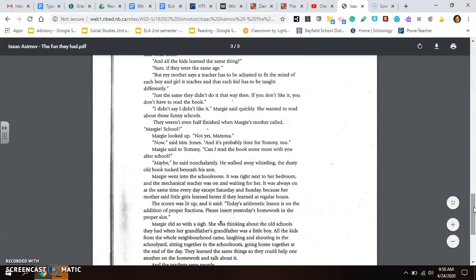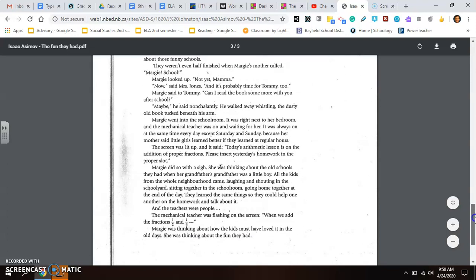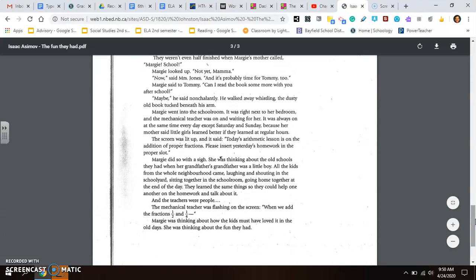They weren't even half finished when Margie's mother called, "Margie, school!" Margie looked up. "Not yet, Mama." "Now," said Mrs. Jones. "And it's probably time for Tommy, too." Margie said to Tommy, "Can I read the book some more with you after school?" "Maybe," he said nonchalantly. He walked away whistling, the dusty old book tucked beneath his arm.